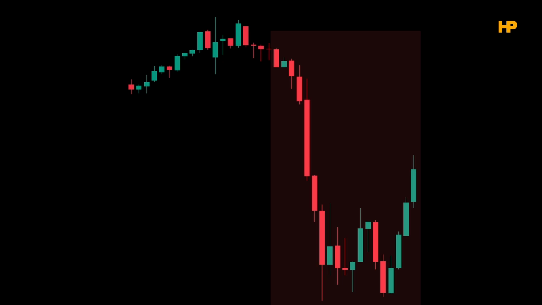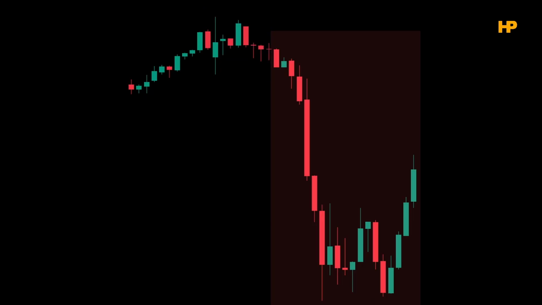Validation clues. First one is drop strength. A sharp drop like 50 plus pips in a few candles signals heavy institutional selling. The second one is the base duration. A short base, very few candles, indicates a big supply-demand imbalance, making the zone stronger.